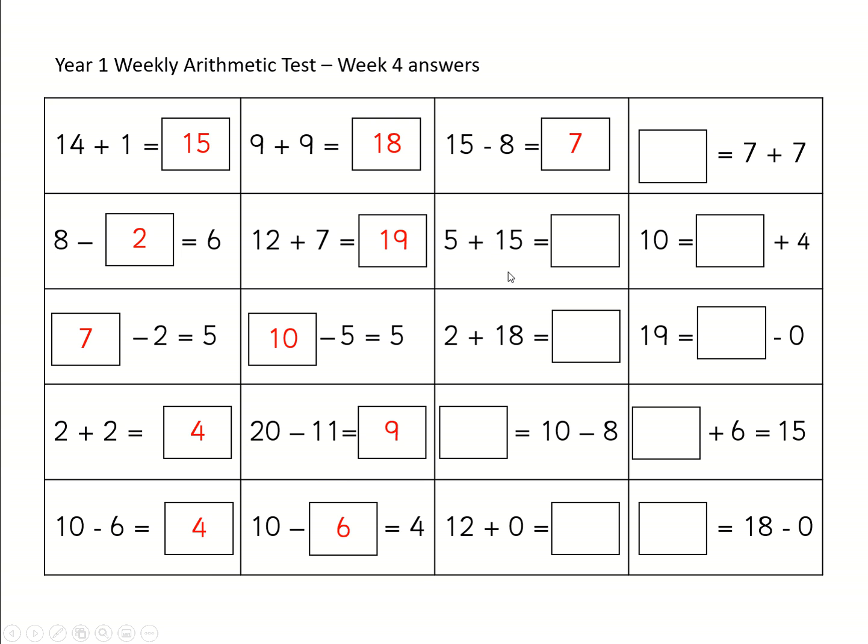5 plus 15 is 20. These are number bonds now, remember. 2 plus 18 is 20. 10 minus 8, it's flipped round, but it doesn't matter, is 2. 12 plus 0 is still 12. 7 plus 7, 14. Something plus 4 makes 10 is 6. 19 equals something minus 0. Well, if you're taking 0 away, it's the same number, 19. What do you add to 6 to get to 15? 9. And the last one, 18 minus 0 is 18. I bet you did brilliantly on those. And now we're going to go back to time.